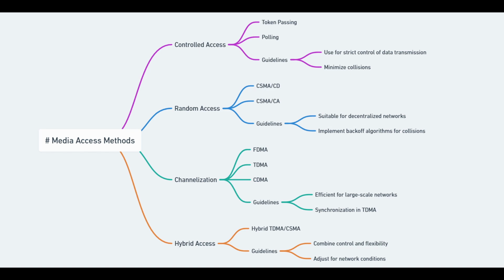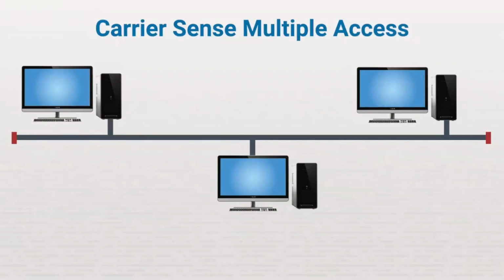Let's look at how this works. In this scenario, we'll use a linear physical bus topology, which is also used in a logical bus topology. Computers A, B, and C are connected to the network medium. Suppose computer A needs to send a message to computer B. According to the CSMA-CD media access method, the first thing computer A must do is listen to the transmission medium to see if data is already being transmitted. This is what we mean by carrier sense.